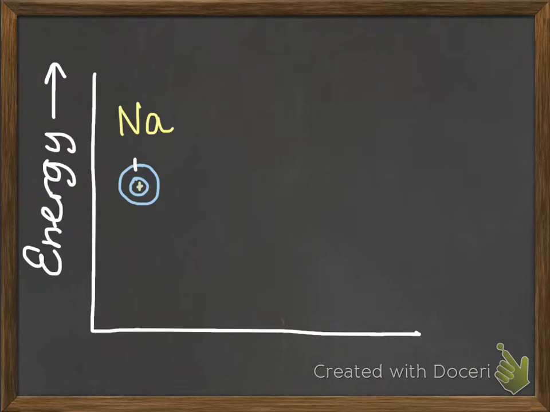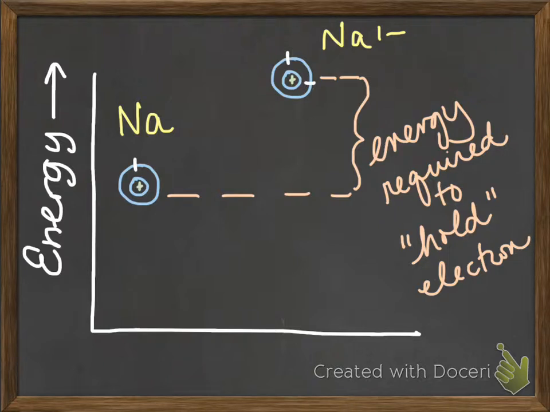Well, what if we have an element like sodium? Sodium, with its one valence electron, would have a noble gas configuration if it could get rid of that, but what if we were to force sodium to actually take an extra electron, forming a sodium 1 minus ion? Ooh, well, energy would be required to hold that electron in place. So this is not a stable arrangement.